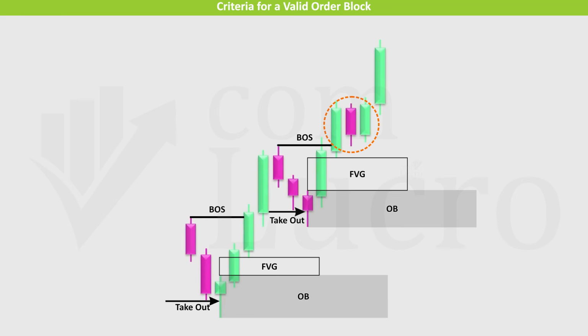As you can see, this bearish candle here is the last bearish candle before price formed another bullish movement. However, this candle does not represent a valid order block because it did not take out the previous candle's low. Let us examine more examples.